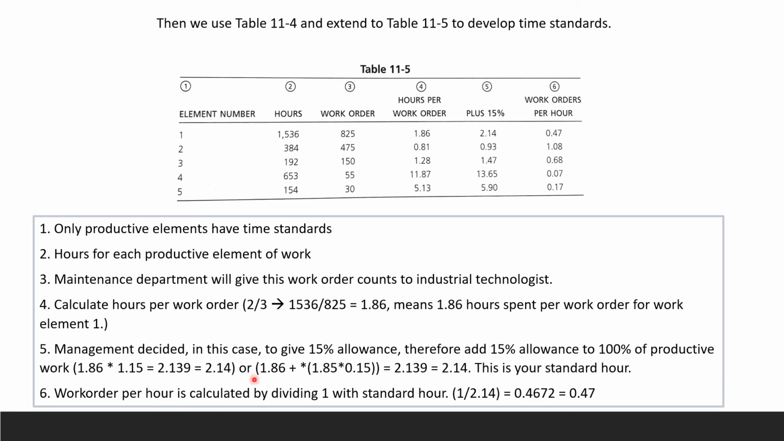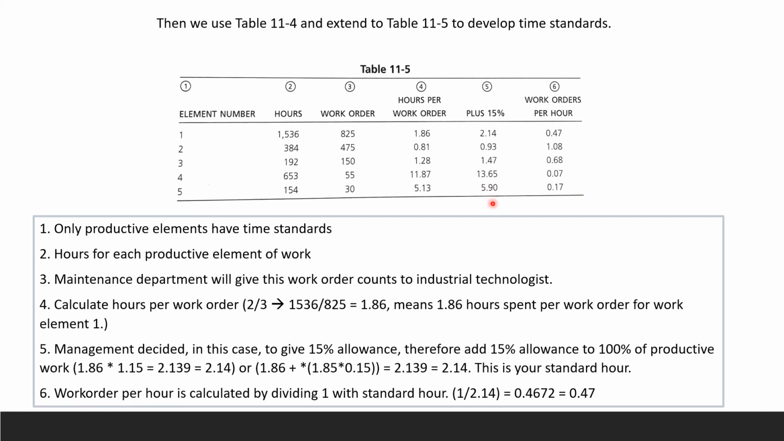This is me, I go this way, but you can also do the traditional way, which is 1.86, your work element number 1, plus we're going to calculate the allowance because it said so, 15% allowance. So that's your plus, and then 15% of this, so 1.85 times 0.15 is your 15%. We add it, and you get 2.139 rounded up, and you get 2.14, okay? Because 9 is over 5, so when you round it, you get 2.14.